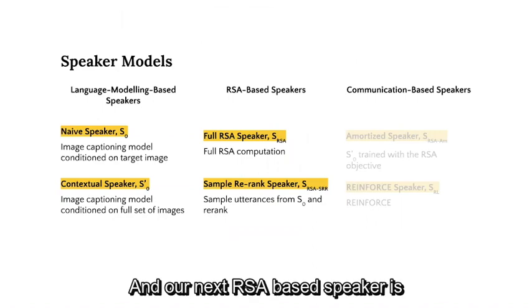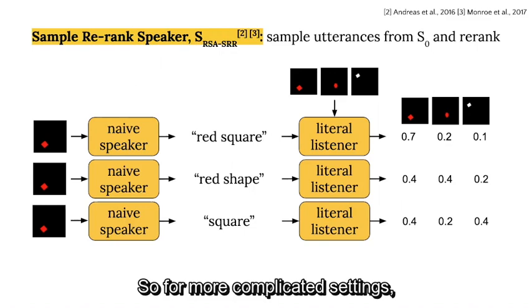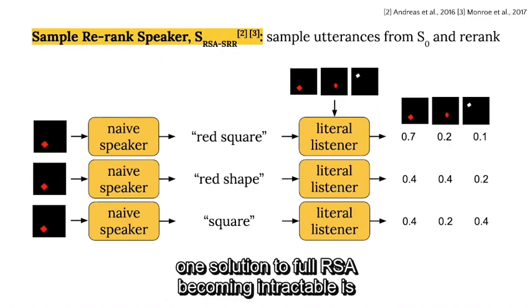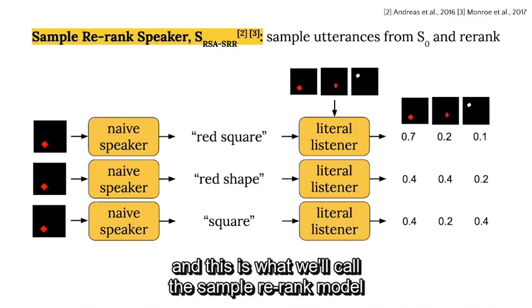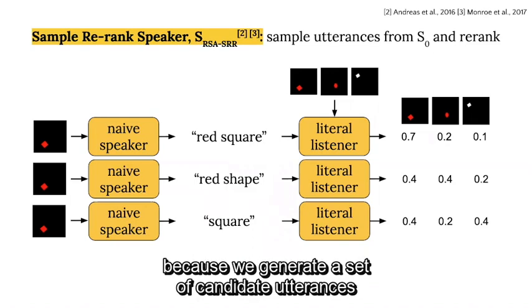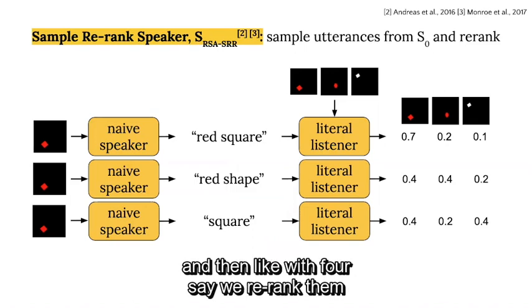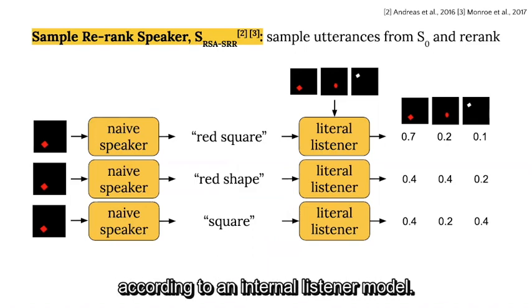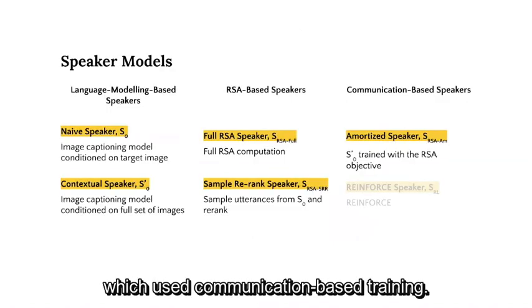And our next RSA-based speaker is an approximation of that. So for more complicated settings, one solution to full RSA becoming intractable is to consider only a subset of possible utterances. And this is what we'll call the sample re-rank model, because we generate a set of candidate utterances from an image sampled from a naive speaker, and then, like with full RSA, we re-rank them according to an internal listener model. And lastly, I'll introduce our speakers, which used communication-based training.